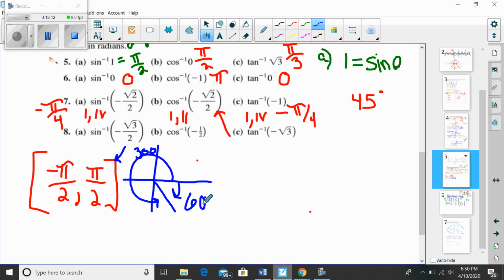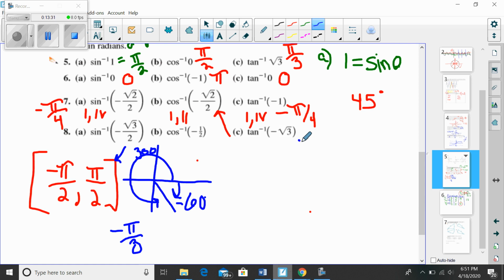All right, and it does matter because I have to take the angle that's in this range, which would be the negative 60. All right, so negative 60 is negative pi over 3. All right, I cannot use 300. That would be incorrect.